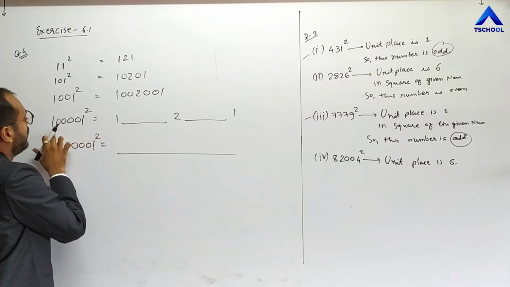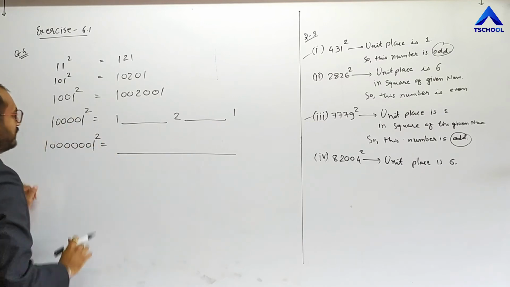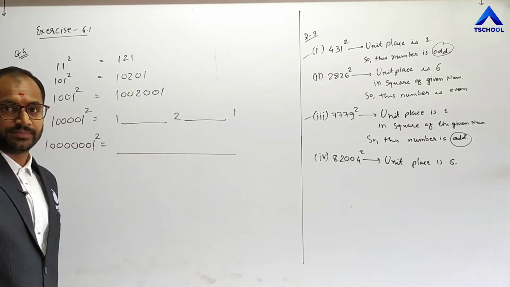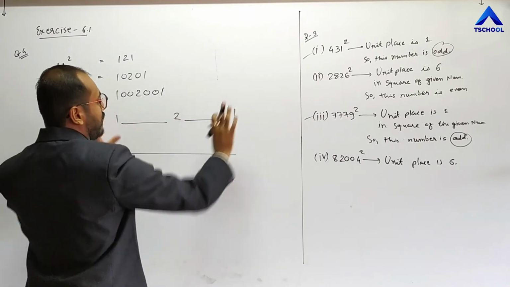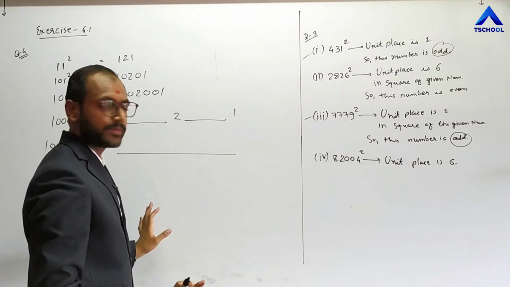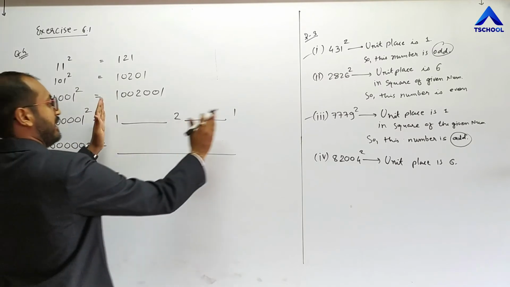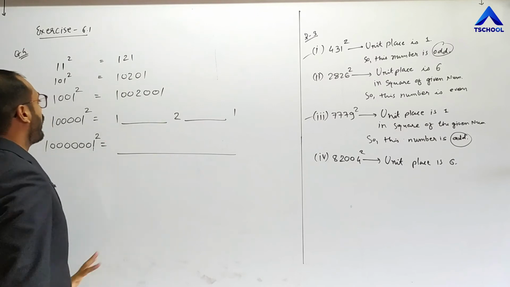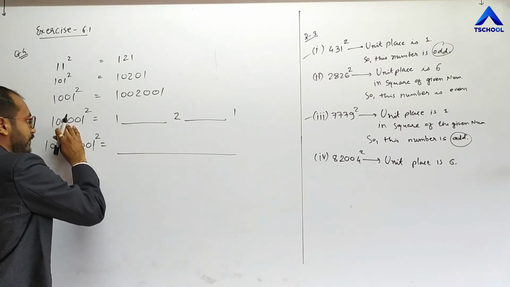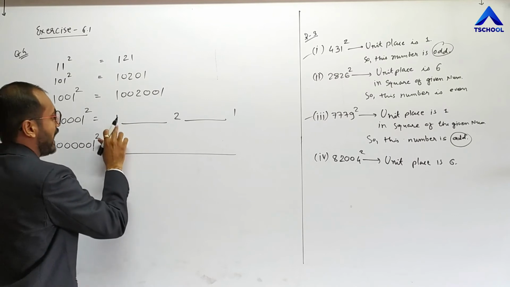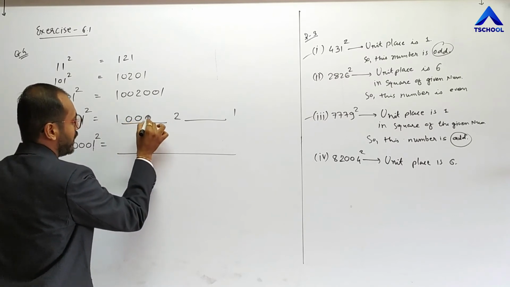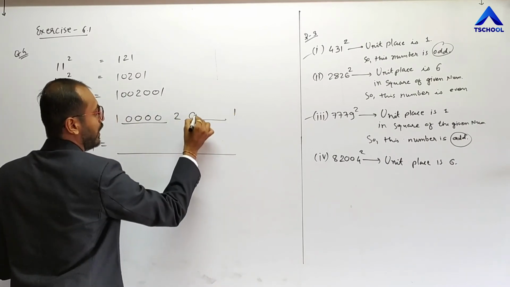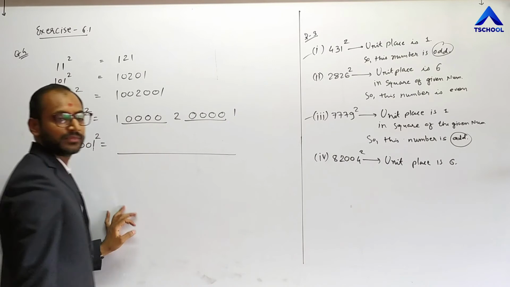So what is the question? 14001 square. So there are 2 ones. These numbers are given fixed. These ones are fixed. We don't change the position of these ones. That means these 2 ones are at the end, and 2 is at exact center. Now how many zeros are there? Here there are 4 zeros. So 4 zeros are available after 1. That means 1 2 3 4, and 4 zeros before the 1. 1 2 3 4. This is your answer.